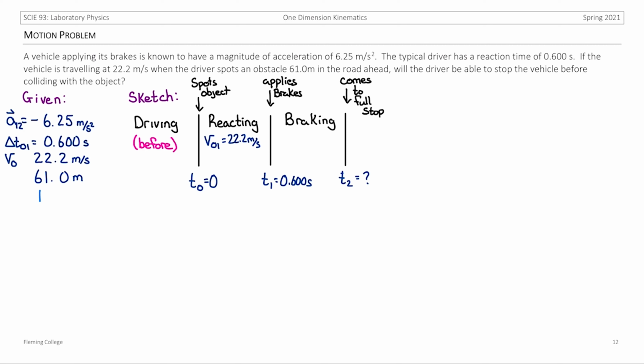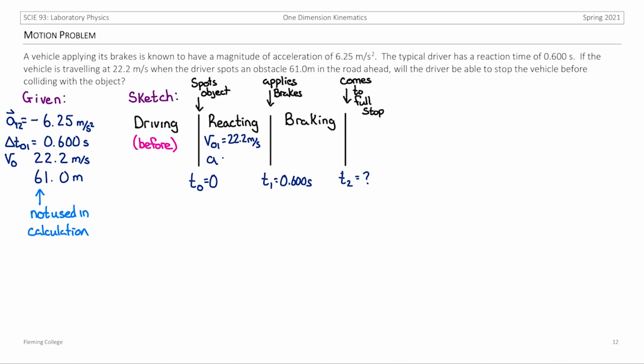Our last value here, 61.0 meters. This is the distance away that the object is from the point in time that we see it, but we're not actually going to use it in the calculation. We're going to use it in the interpretation of our results. And this happens sometimes where we have values given to us that we can't use in a calculation right away.